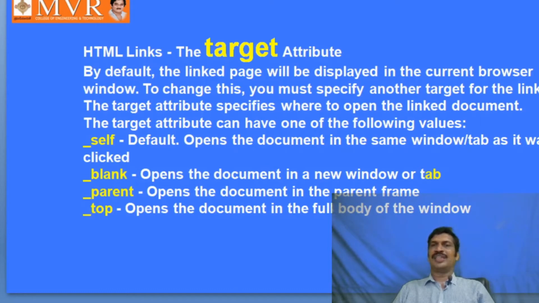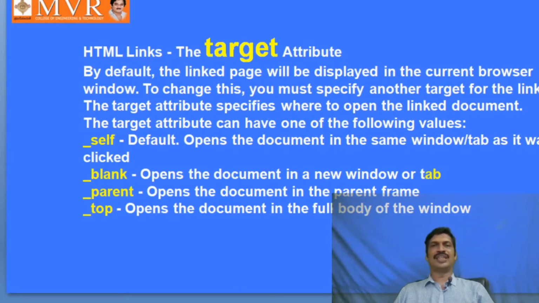_blank is the very important value among the 4 for the anchor tag. target equal to _blank opens the document in a new window or tab. Say we are on page 1 and my requirement is that whenever I click, I don't want to leave this page. I want to stay here only, and I expect the page to open in another window. In such situations, we use _blank.